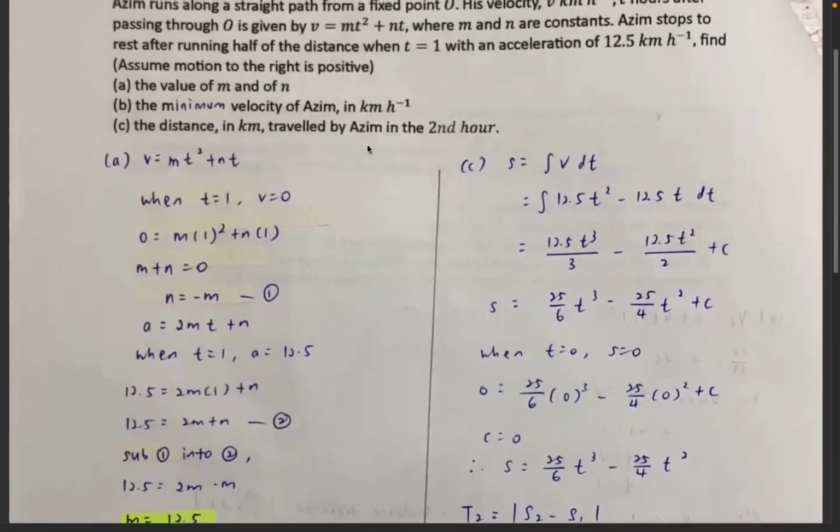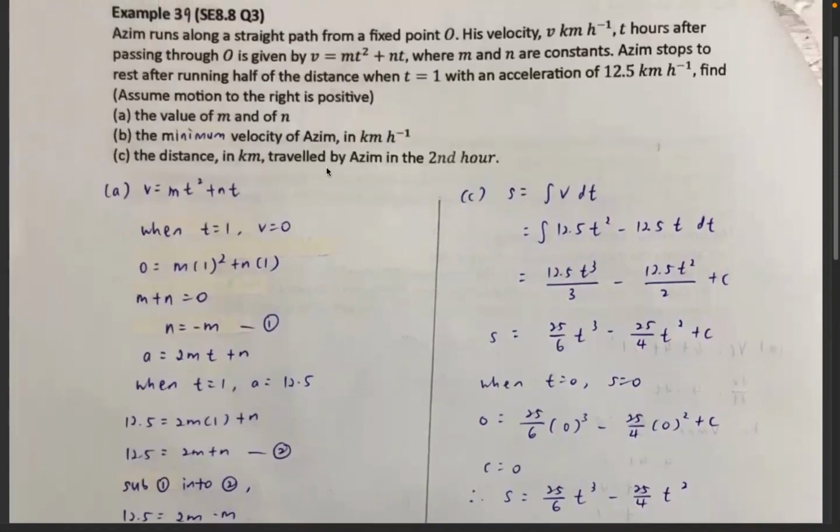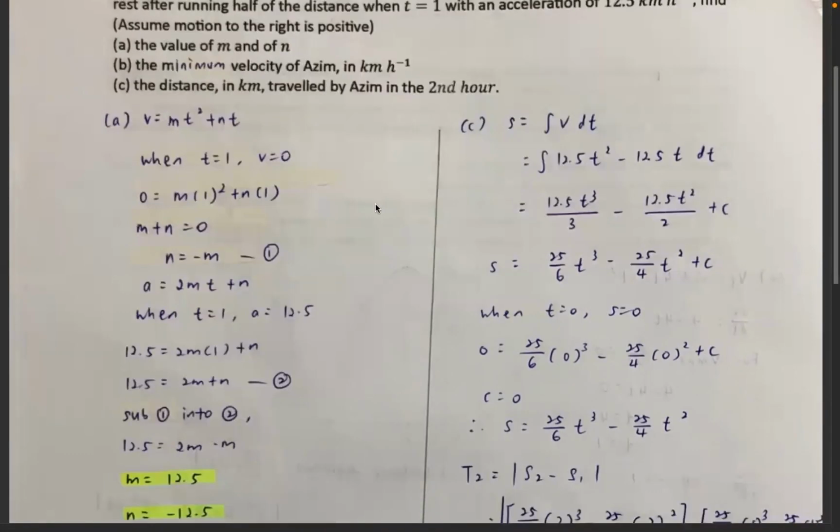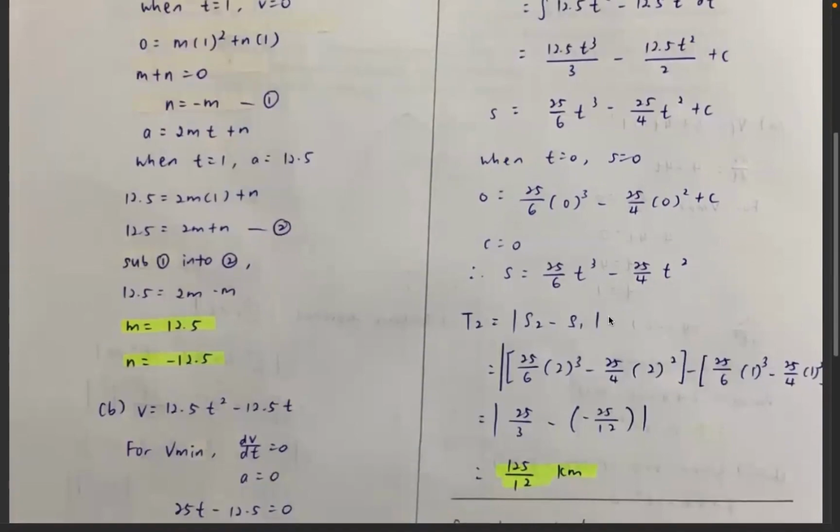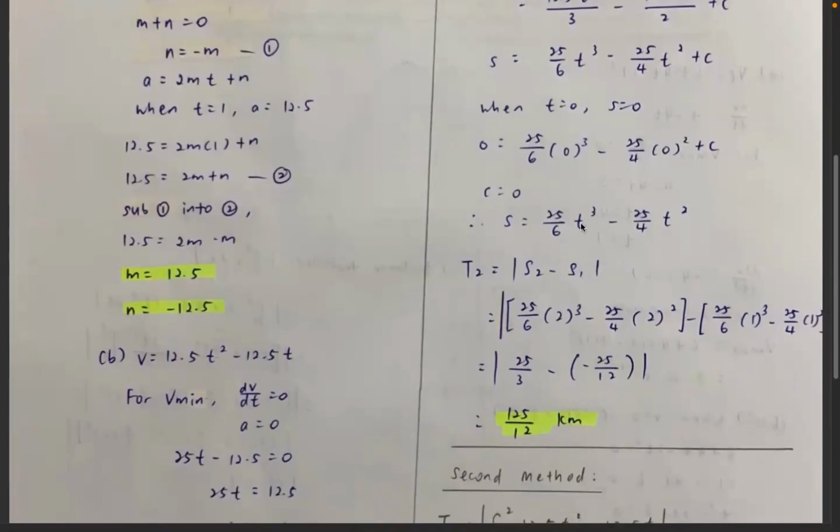After that, we read the question again. Find the distance traveled by Azim in the second hour. Distance traveled in the second hour means from the first hour to the second hour. So that means it is the modulus of S2 minus S1. For S2, we substitute 2 into the displacement function, minus S1, we substitute t equals 1 into the displacement function. Then we will have the answer 125/12 km.